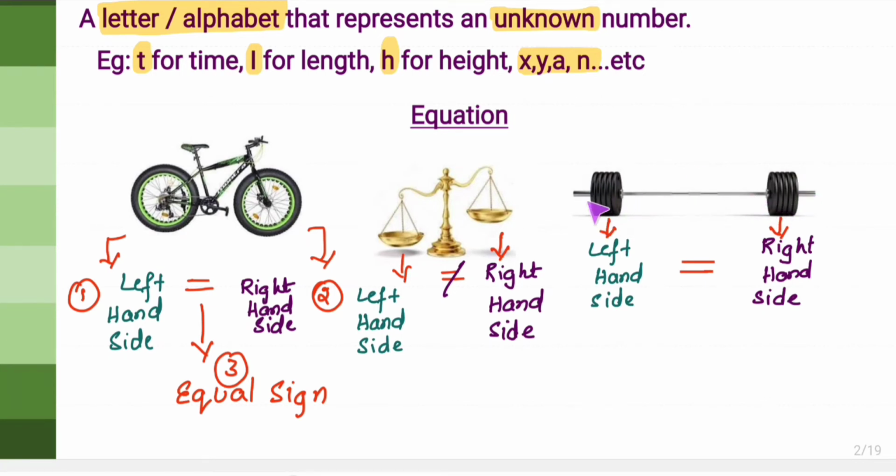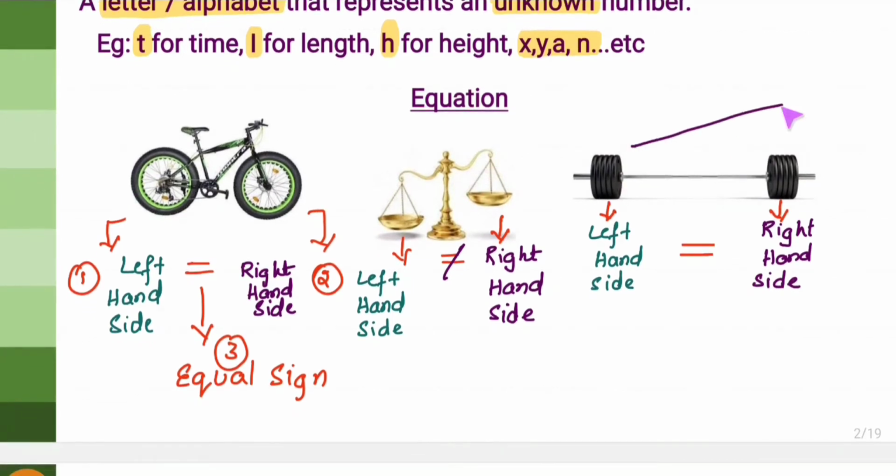Now what will happen if I put less weights here and more weight here? What's going to happen? You cannot lift this. This bar is going to get tilted, it's going to become like this, right? Because if the weight on one side is more and the weight on the other side is low, then it's going to get tilted. So this is not balanced. If we have to maintain a balance, then weights on both the sides should be the same.